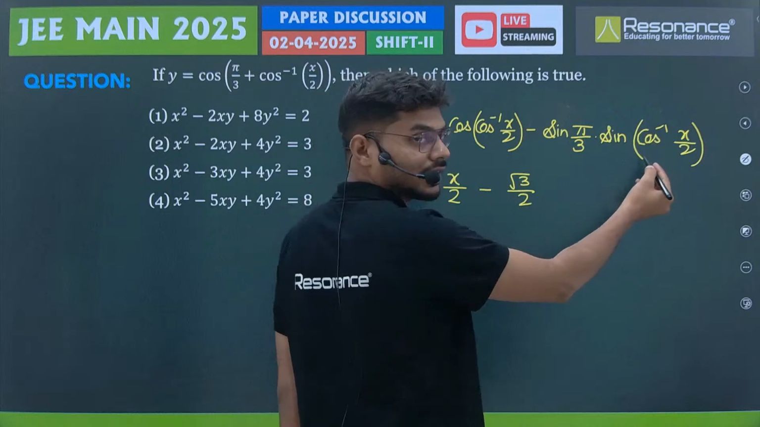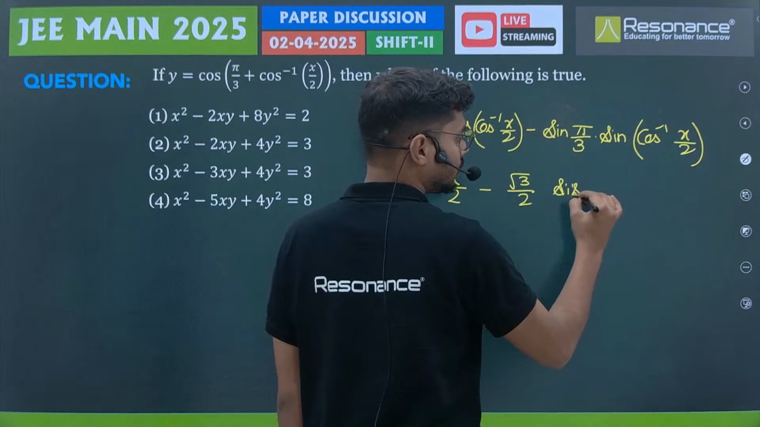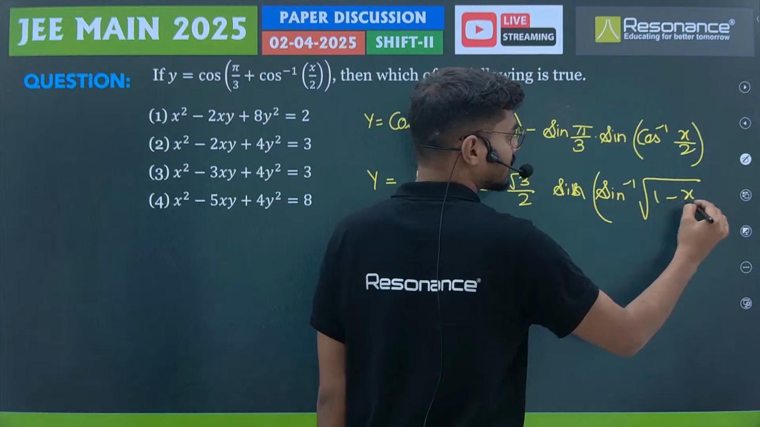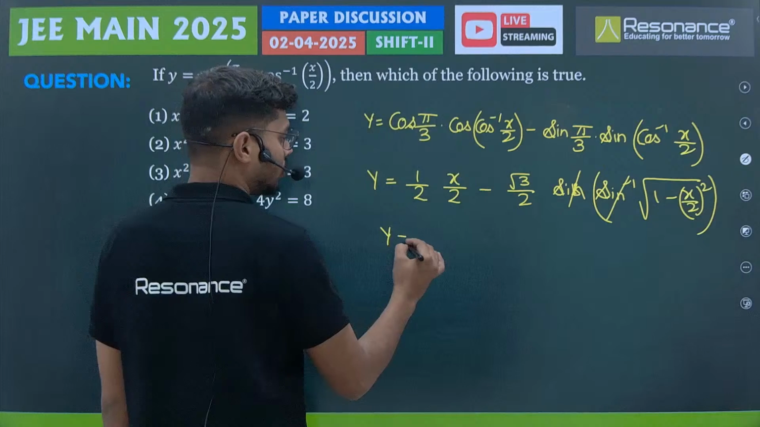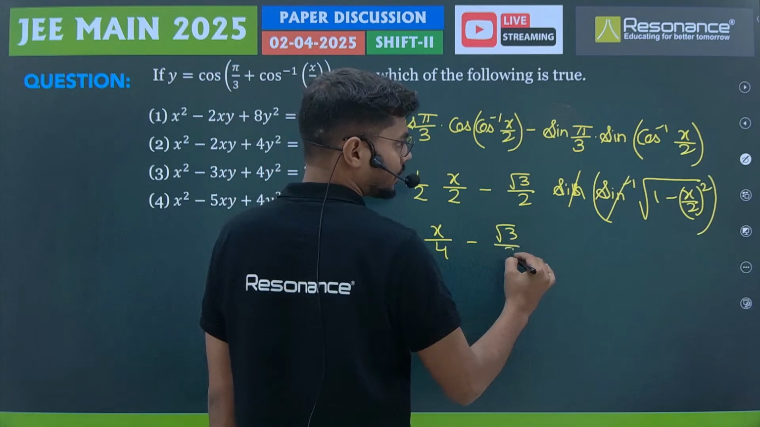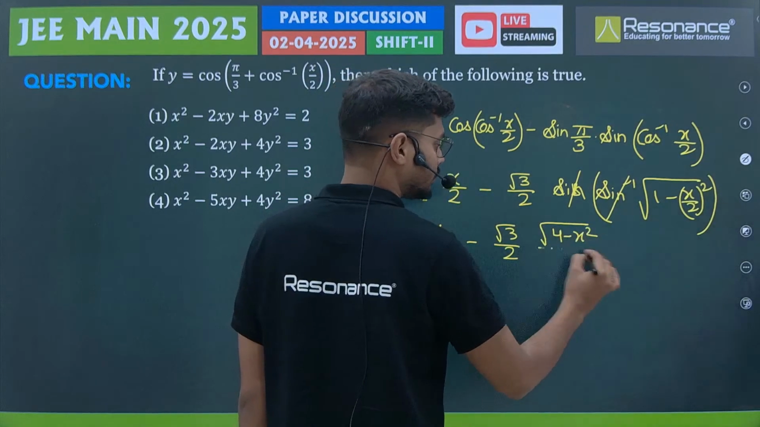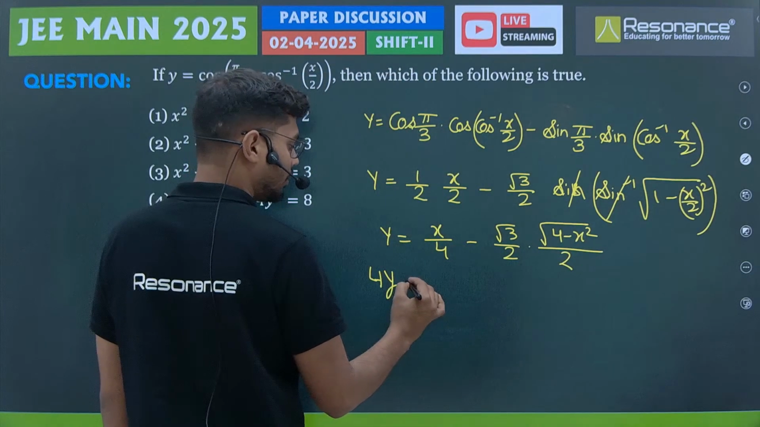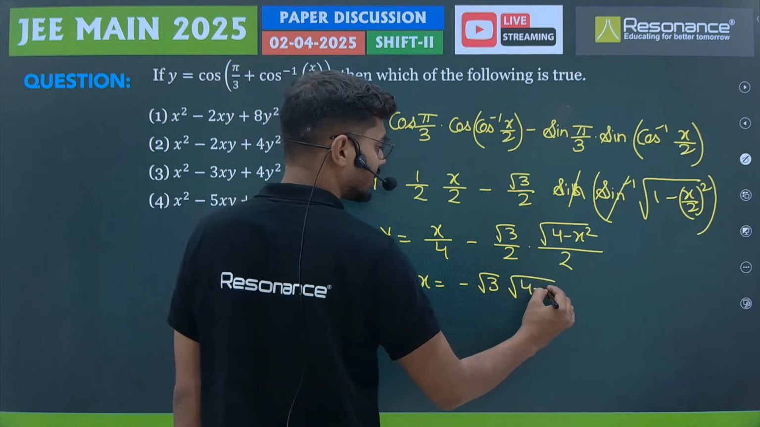Convert this in terms of sine inverse. Sine of cos inverse x by 2 is going to be under root of 1 minus x by 2 whole square. Again the inverse cancels out. So y equals x by 4 minus root 3 by 2. Just take the LCM. So I can say root of 4 minus x square by 2. Multiply by 4. So 4y minus x is going to be minus root 3 root 4 minus x square.